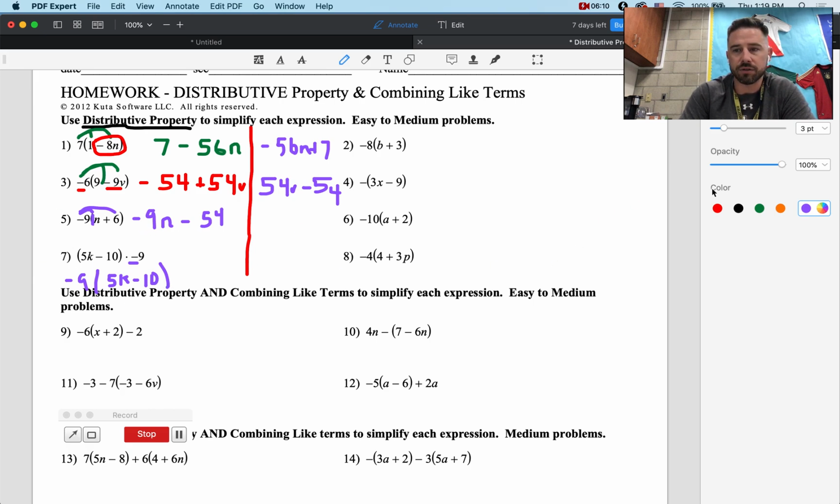And then we're going to say, hey, distribute, right? We're going this guy times this guy times this guy. Negative 9 times positive 5, I think, is a negative 45 with a k. Don't forget the k. And then negative 9 times negative 10 is a positive 90. What do you think about that? And that's our distributive property.